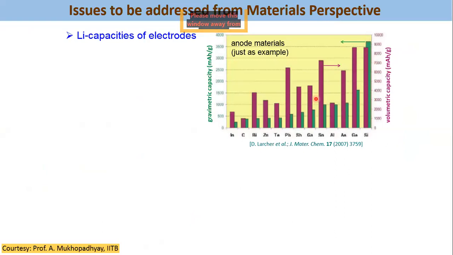So if you want to make a battery with higher energy density, one should look at the materials at the right side. These are the alloying type reactions. So one should look at alloying type reactions.